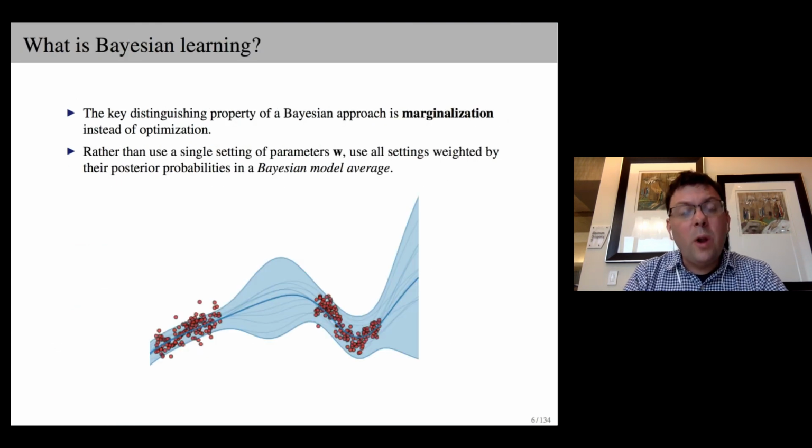In this tutorial, we'll argue that the key distinguishing property of a Bayesian approach is marginalization rather than optimization. That is, instead of using a single setting of parameters W, we want to use all possible settings of parameters and weight them by their posterior probabilities in what's called a Bayesian model average. And we'll argue that this Bayesian model average will be especially relevant in deep learning.